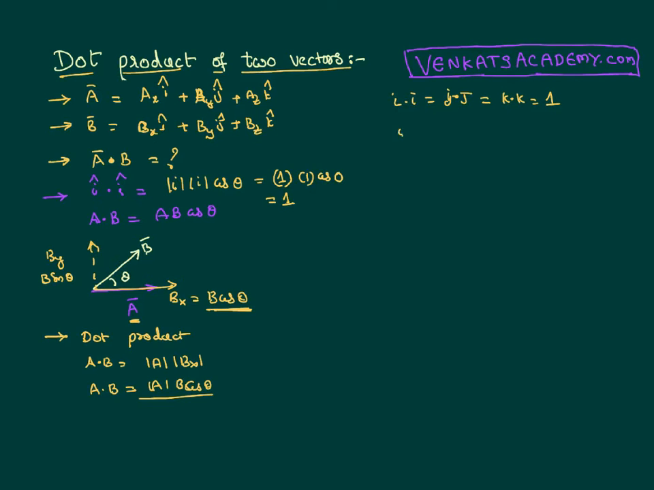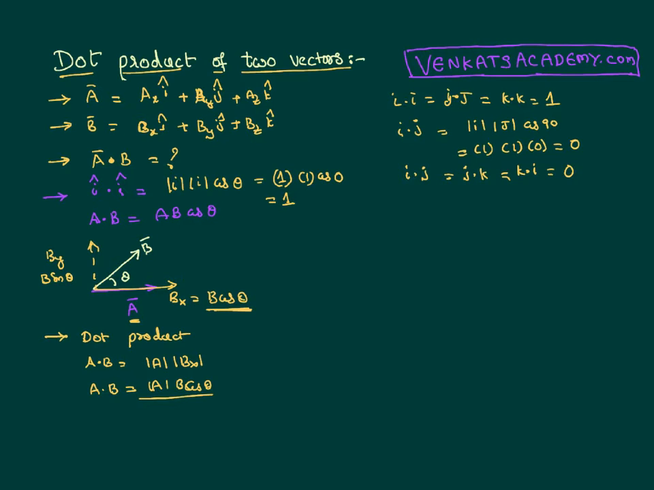Let us also try to find out what happens when I try i dot j, that is modulus of i, modulus of j, times cos of the angle. i is along the x-axis, j is along the y-axis, so the angle between them is 90. Modulus of i is 1, modulus of j is 1, but cos 90 is 0, so the dot product is also 0. So what we can say from here is i dot j, j dot k, k dot i are equal to 0. So if you multiply similar vectors, you will get a dot product of 1. If you multiply any two dissimilar vectors along the x-axis, y-axis and z-axis, you will get 0.